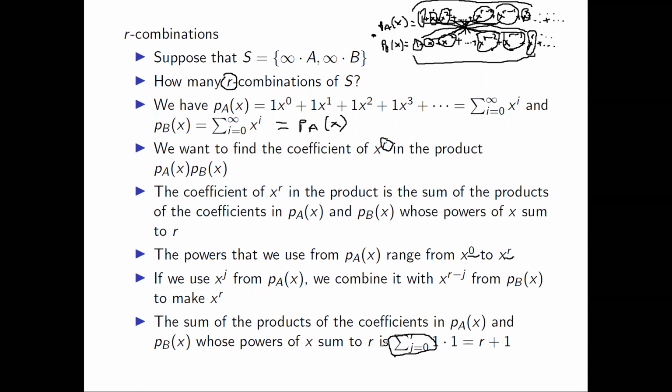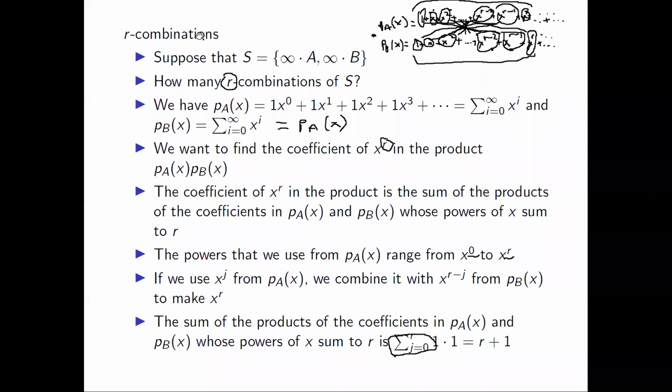So that's a total of r plus 1 terms in our sum. And it's just r plus 1 terms, each of which are 1. So we get a total of r plus 1. So the number of r combinations of this S, where we have infinitely many A's and infinitely many B's, is just going to be r plus 1.